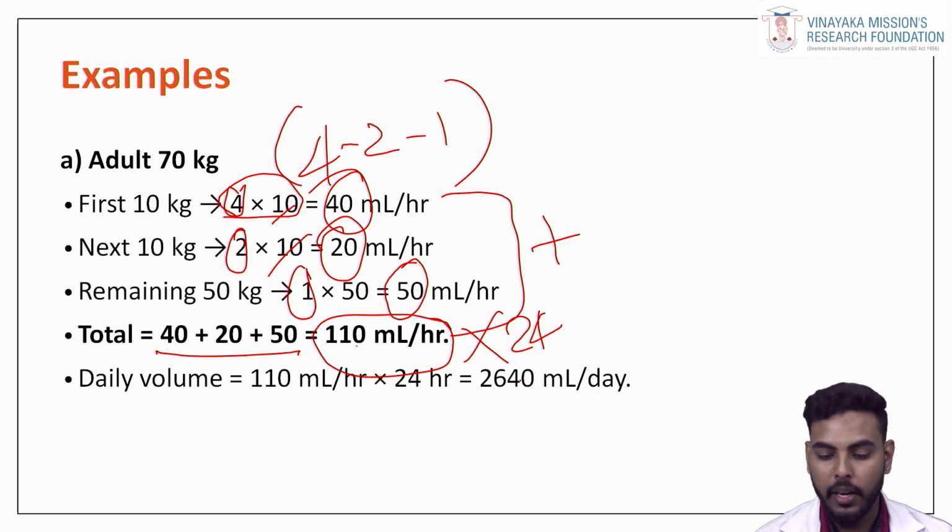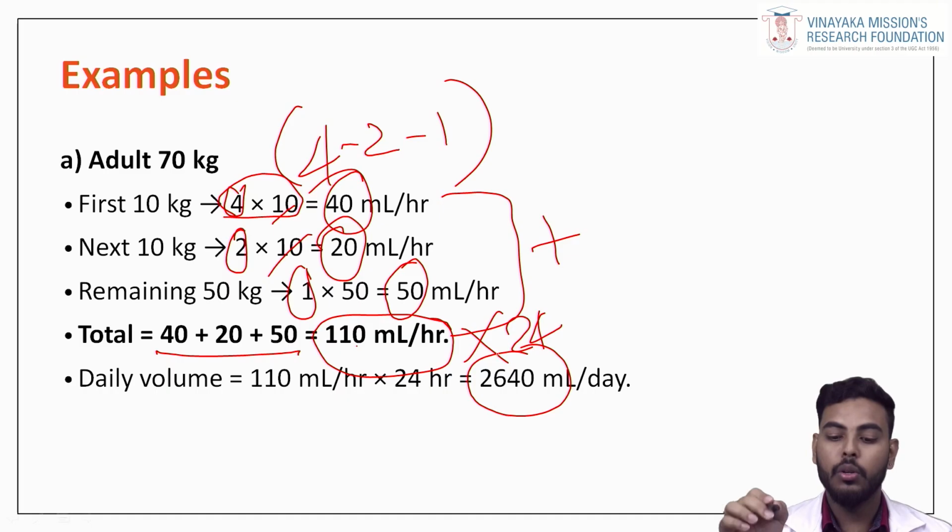That is for 24 hours we will be providing 2640 ml per day. That is for all 24 hours. If you want to give for an hour, it is calculated as 110 ml for the 70 kg patient. This is the main calculation for the intraoperative maintenance fluids. Okay, so remember the formula 4:2:1. The formula name is the Holiday-Segar formula.